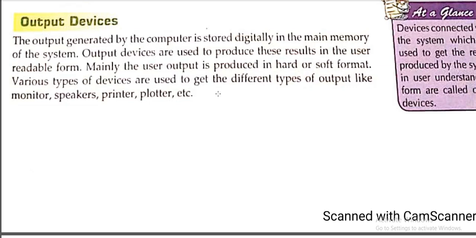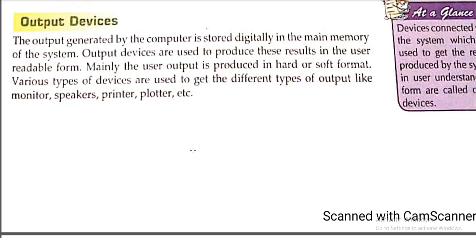So I think the same thing is written over here. The output generated by the computer is stored digitally in the main memory of the system. Output devices are used to produce these results in the user readable form. Mainly the user output is produced in hard or soft format. Various types of devices are used to get different types of output, like monitor, speakers, printers, plotters, etc. Please go with that point. This is the main point of this concept, output device.